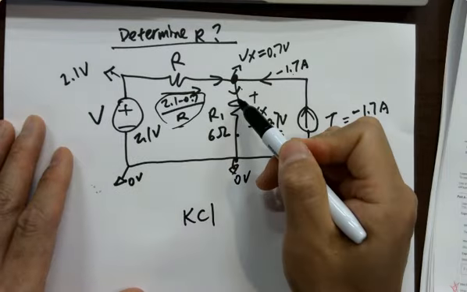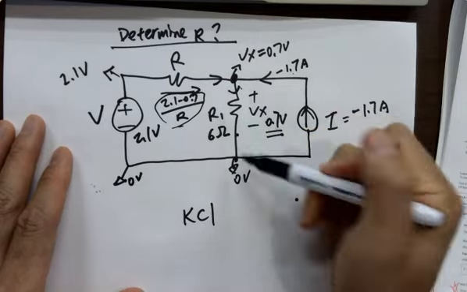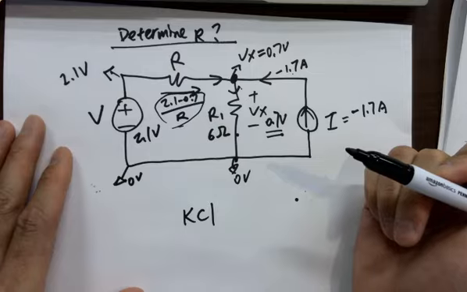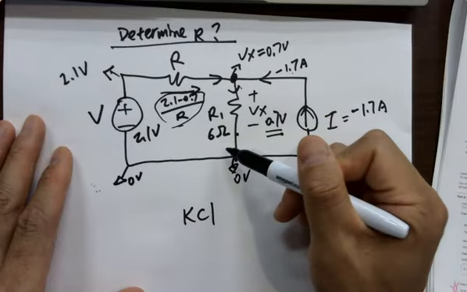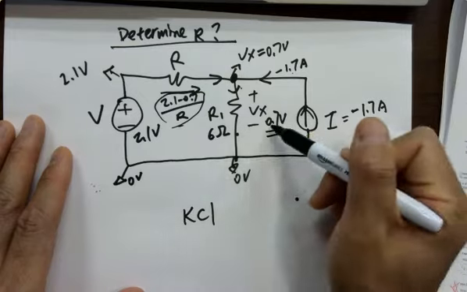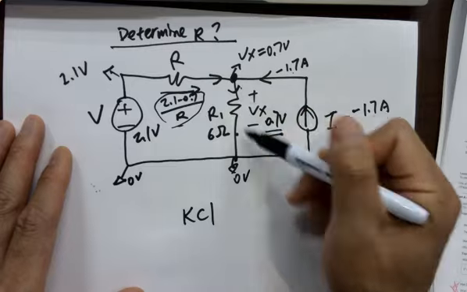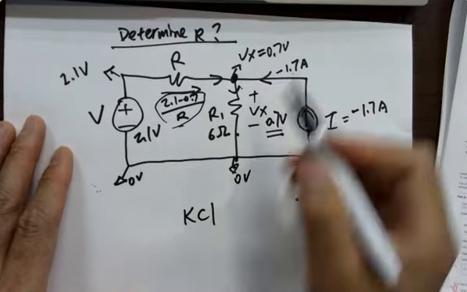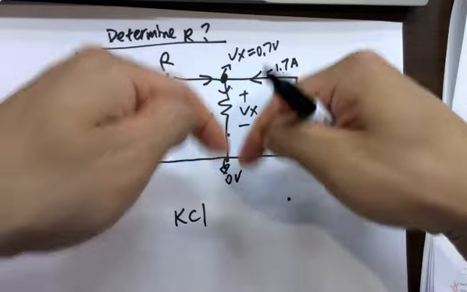Is this current given? From top to bottom, is this current given? Not given, but I can calculate it, right? It's going to be the voltage drop divided by the resistor, which is 6 ohms. So it's all given. 0.7 volts divided by 6 ohms, you can get the current flowing top to bottom. So for KCL, you'll have 2 currents flowing in and 1 going out.